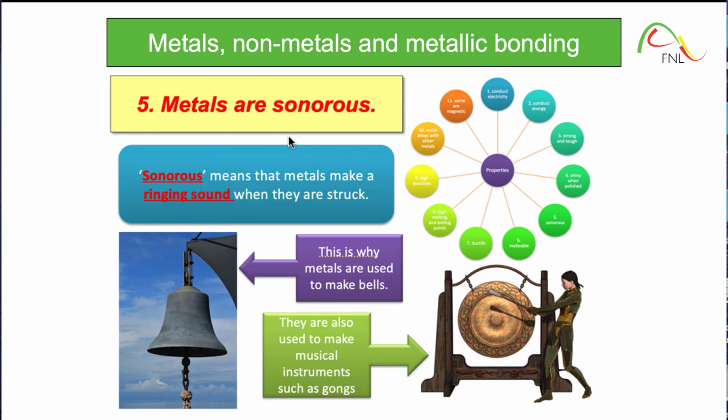Fifth, metals are, this is perhaps a new word to you, sonorous. Now sonorous means that metals make a ringing sound when they are struck, which is why they're jolly useful to make bells. And also you can use them to make gongs as well, wherever you need something to make a sonorous or ringing sound.